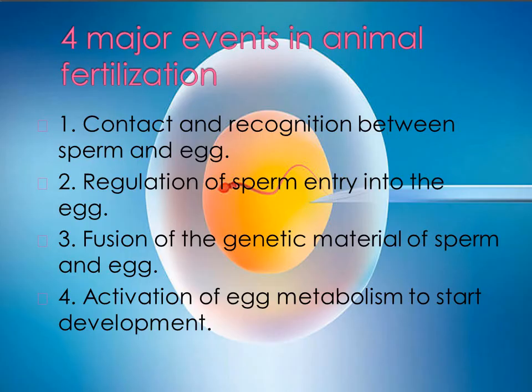So, the four major events in animal fertilization. First is the contact and recognition between sperm and egg. So, the egg releases a certain chemoattractant that attracts a certain sperm which fertilizes the egg. Second is regulation of sperm entry into the egg. Third is the fusion of the genetic material of sperm and egg. Fourth is the activation of egg metabolism to start development.